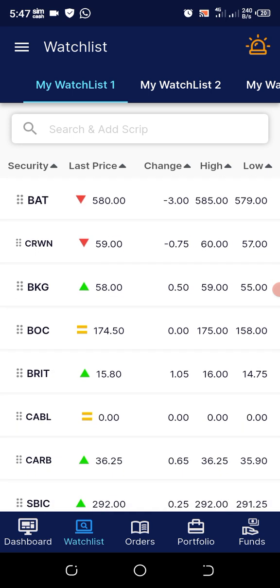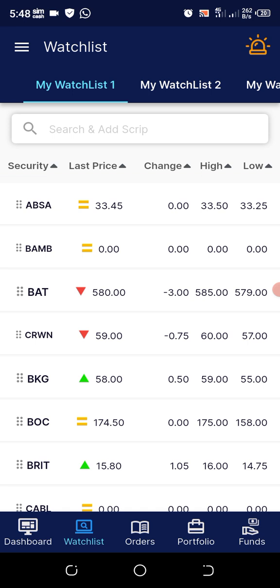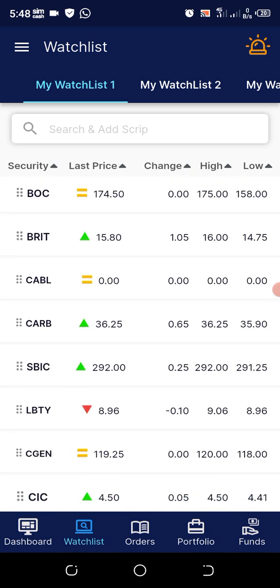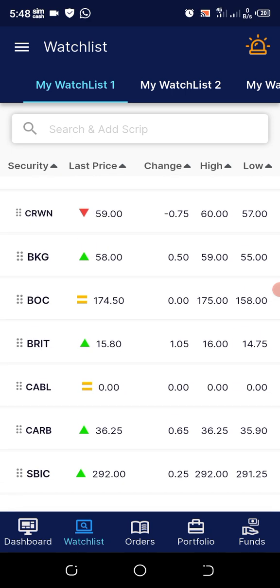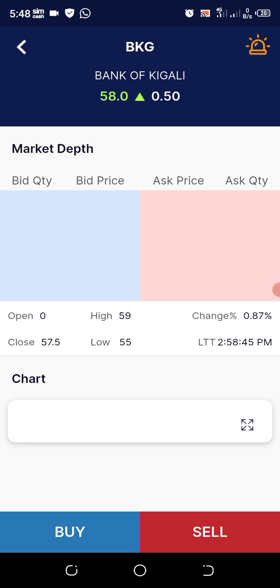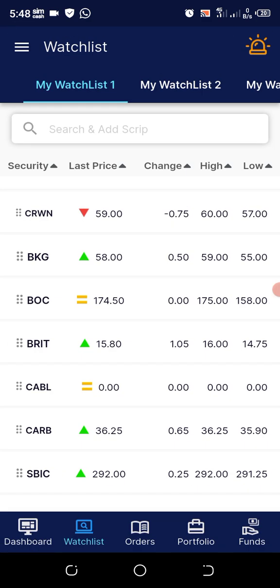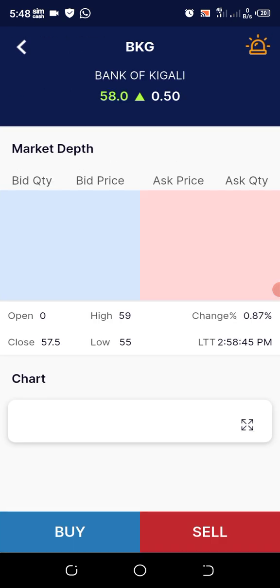Now, let us say that you have opened a CDSC account with this particular broker. This is Faida Investment Bank. This is what is going to happen. Let's say we want to buy a banking share. This is the Bank of Kigali. After you have created your watch list, you are going to click just beside it.